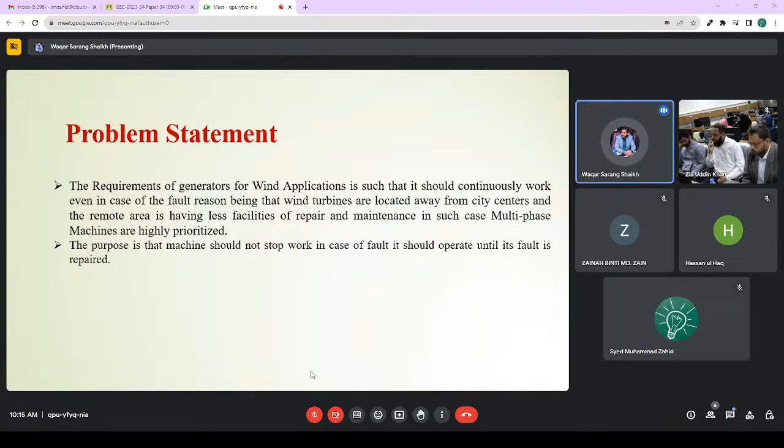The requirement of a generator for wind application is such that it should continuously work even in case of fault. The reason is that wind turbines are located away from city centers in remote areas having fewer facilities for repair and maintenance. In such cases, multi-phase machines are highly prioritized. The purpose is that the machine should not stop working in case of fault. It should operate until its fault is repaired.